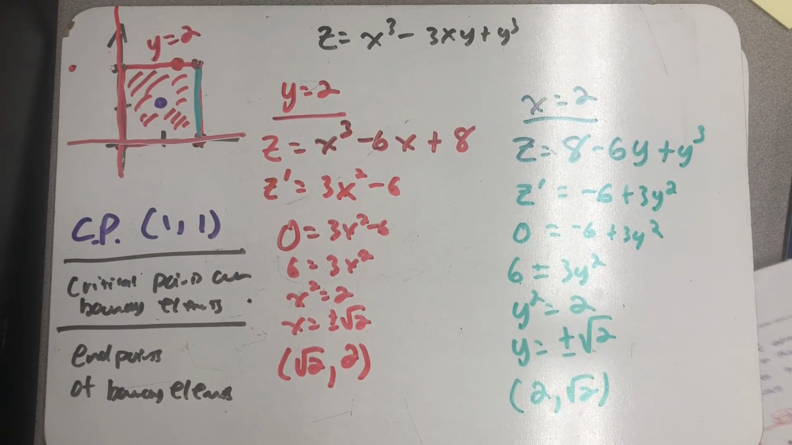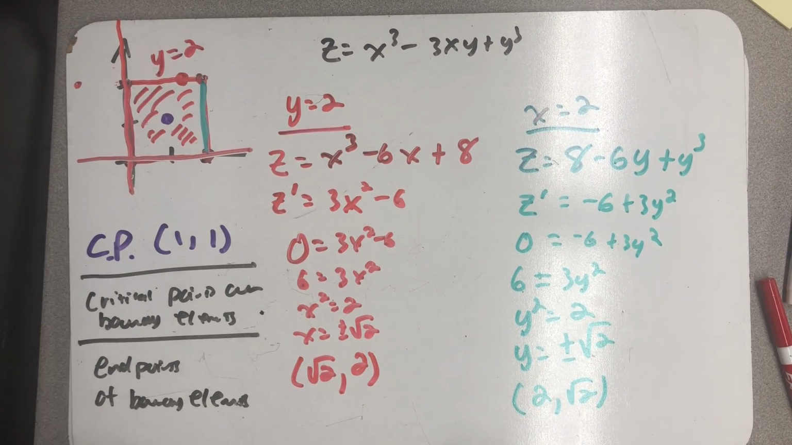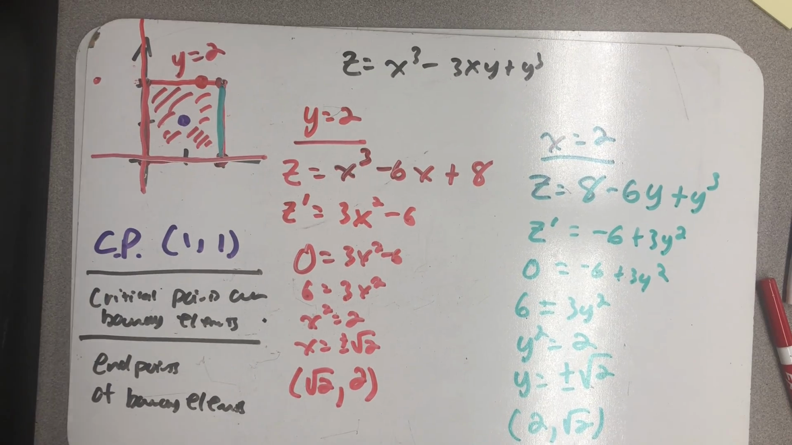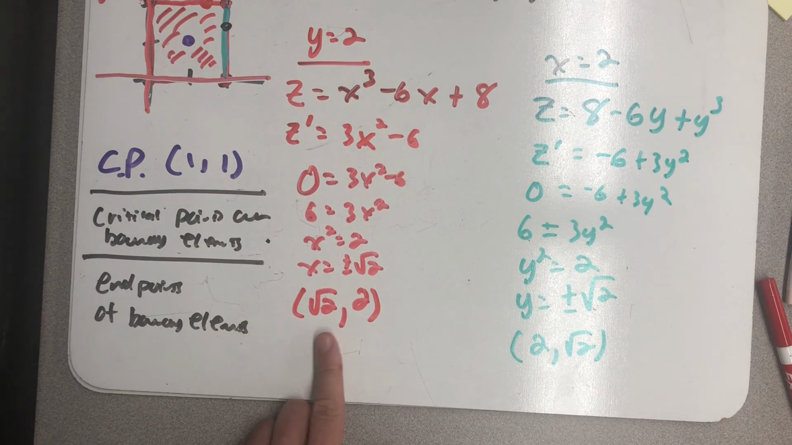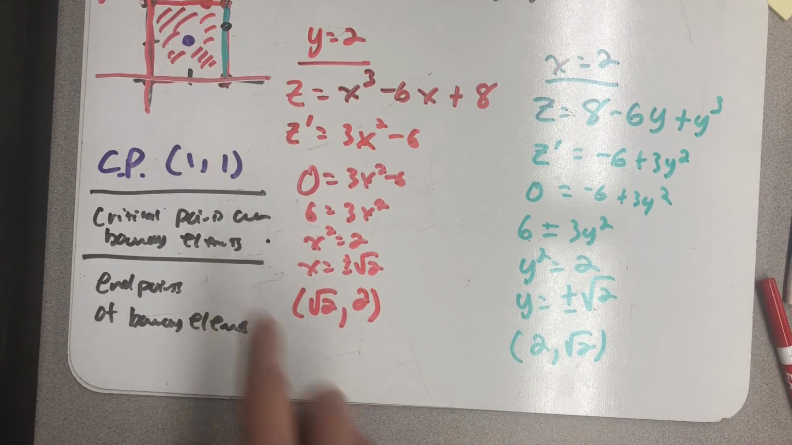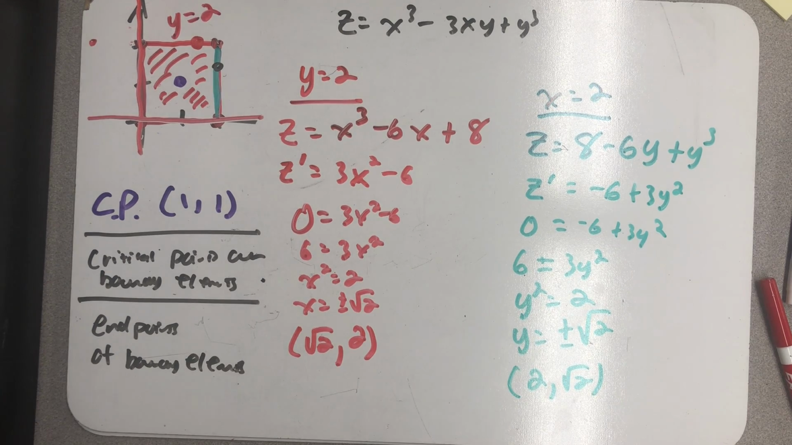All right, so all together now, I have to check 1, 1 because it's a critical point of the interior. I have to check these 2 points because they're critical points over boundary elements. And then I have to check all 4 corners because they're the endpoints of my boundary elements. So, off camera, I'm writing down everything I'm going to have to check. And then I'm going to write down the z values. The largest z value I write down belongs to my absolute max. The smallest z value I write down is the absolute min.